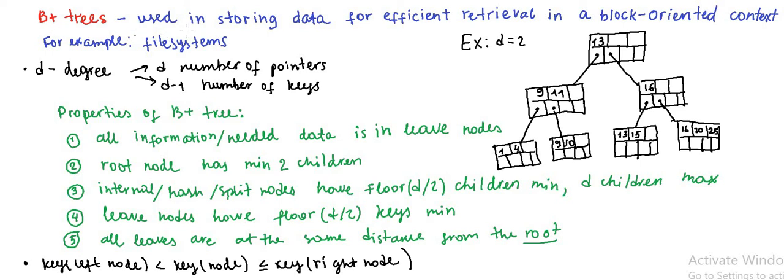B plus trees are used in storing data for efficient retrieval in a block-oriented context, for example in file systems. If we take, for example, a binary search tree, it always has at most 2 children, while a B plus tree, here you can see the example, can have many children nodes, not only 4 but also hundreds and thousands.